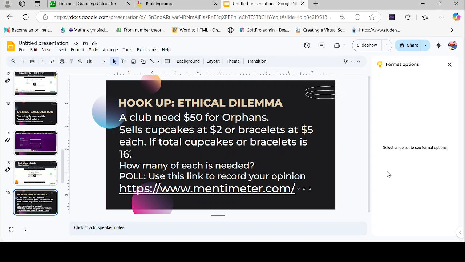So here is an ethical question for you guys to look at. A club needs $50 for orphans, sells cupcakes at $2 or bracelets at $5 each. If the total of cupcakes and bracelets is 16, how many of each is needed? It's saying that you have to use the same approach that we learned for writing a system of equations. So you use your knowledge of what you have learned to write the system of equations, and that's going to be all. So you guys can use the link to submit your opinion.